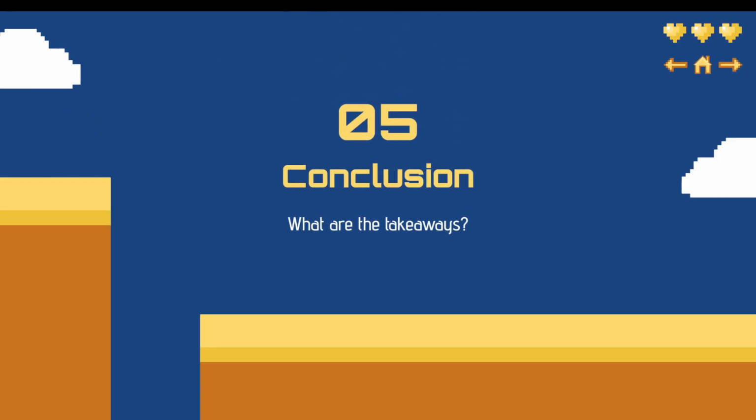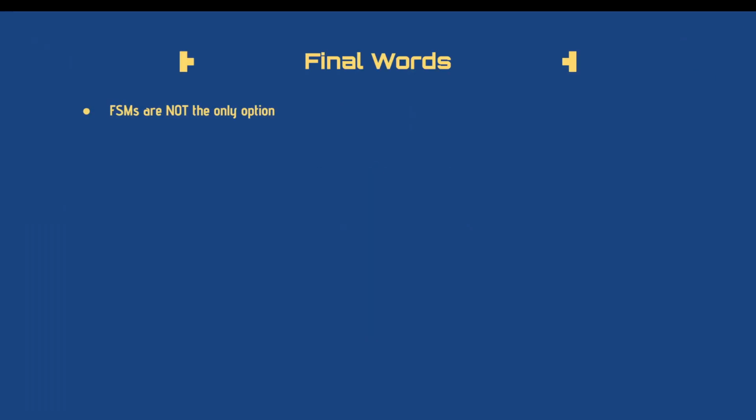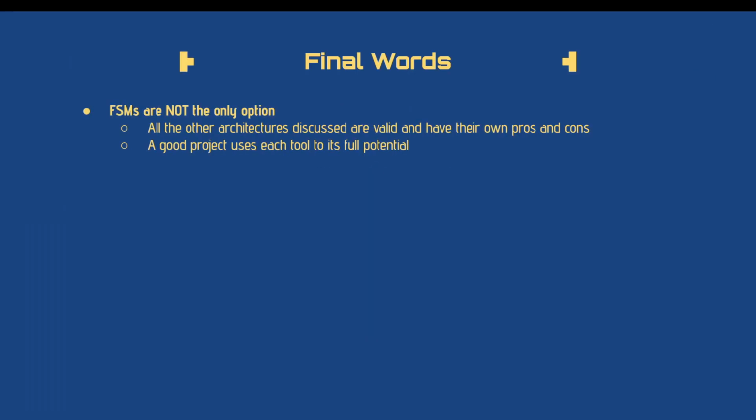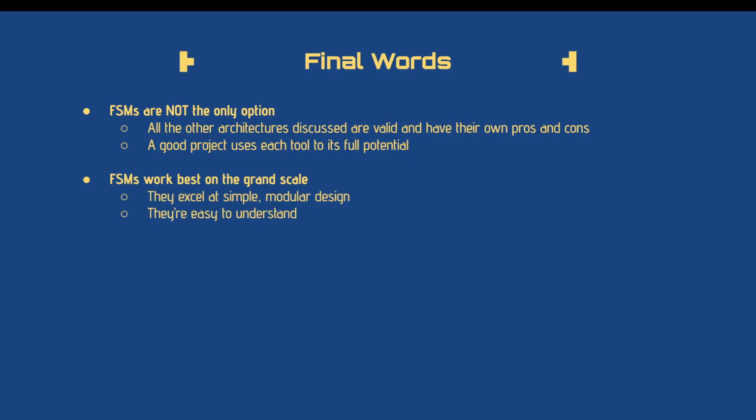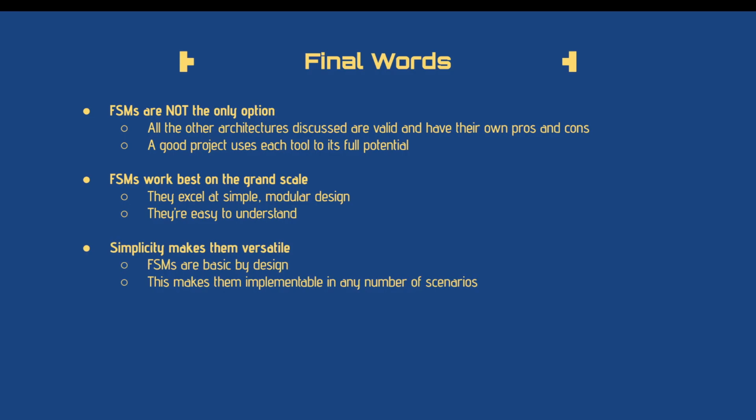In conclusion, these are the key takeaways I believe you should have from this video. First and foremost, FSMs are not the only option, nor are they a perfect mechanism. All the other architectures discussed in this video are valid and have their own pros and cons, and you should use every tool in your arsenal in accordance with your project's needs. Secondly, FSMs work on a small scale. They're great at simple modular design, but they don't have room for too much complexity. Thirdly, though, this simplicity is a strength. There's any number of uses for an FSM that weren't discussed in this video, and you can adapt one to your needs however you want.